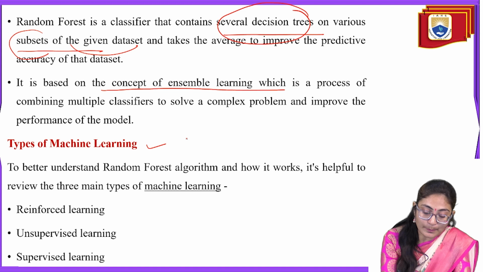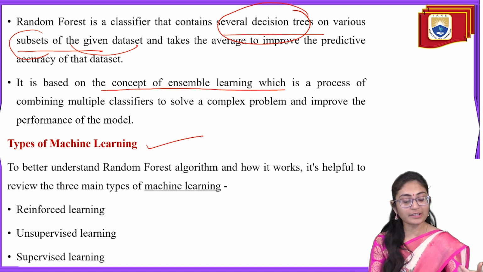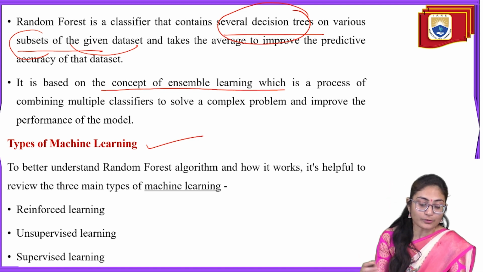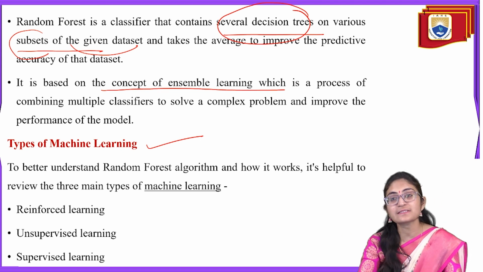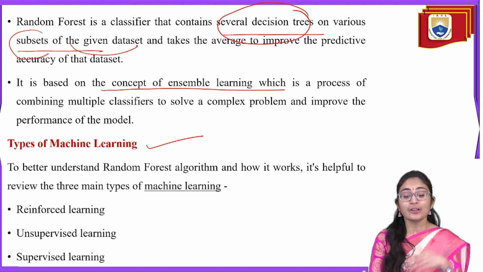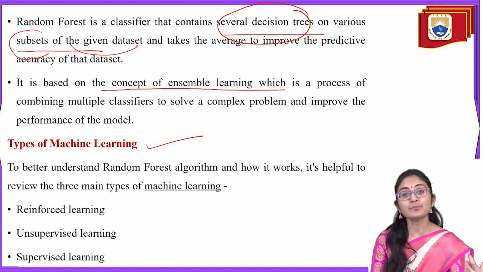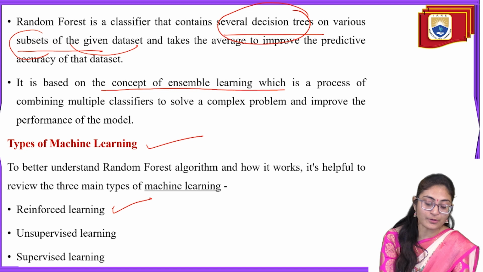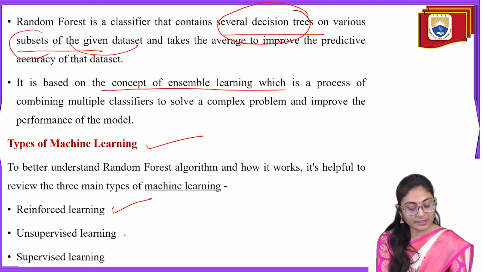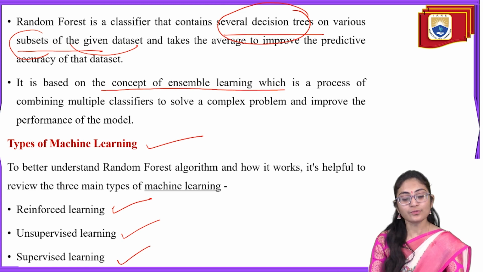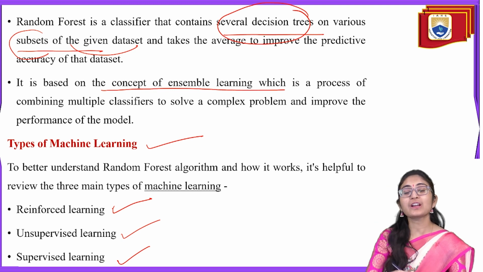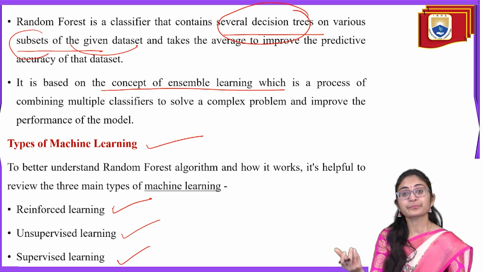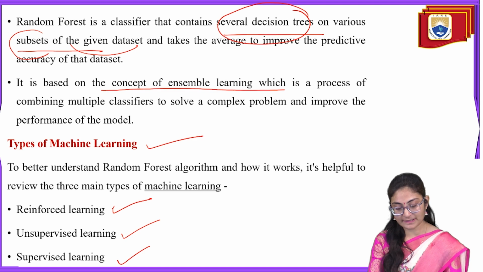Now we will see the types of machine learning. Which type of machine learning do we use in random forest? For better understanding of how the random forest algorithm works, some machine learning categories are helpful. First is reinforcement learning, then unsupervised learning, and supervised learning. You know that random forest is a supervised learning model, so every time we have to give training to our models, and after that we get the results.